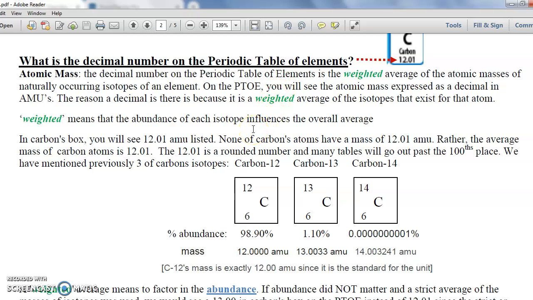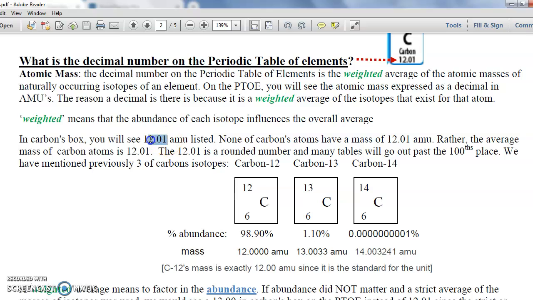So what is the atomic mass? It's actually the weighted average of the atomic masses of the element. It is an average of the different isotopes. When we say weighted, it means it depends on the abundance of each of those isotopes. So, a weighted average depends on the abundance.